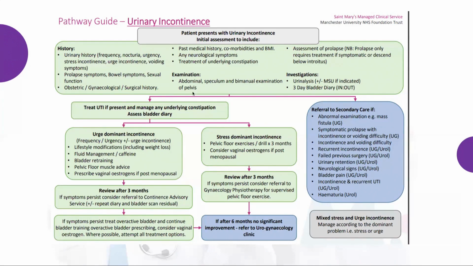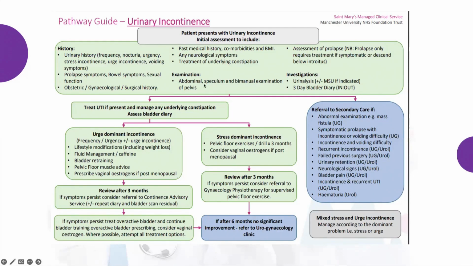Okay, so we already discussed, just to have a quick revision, that you have a history. In history, you start with the urinary history, which is frequency, nocturia, urgency, incontinence. In incontinence, you have to ask for symptoms like stress, urge, or voiding problems. You ask for any prolapse symptoms, bowel symptoms, sexual dysfunction. You ask about obstetric history, gynae history, surgical history, past medical history, any comorbidities, BMI, any neurological problems, which is very, very important. You have to assess the neurological status of the patient, and any underlying constipation, or whether the patient has been treated for any abdominal problems.